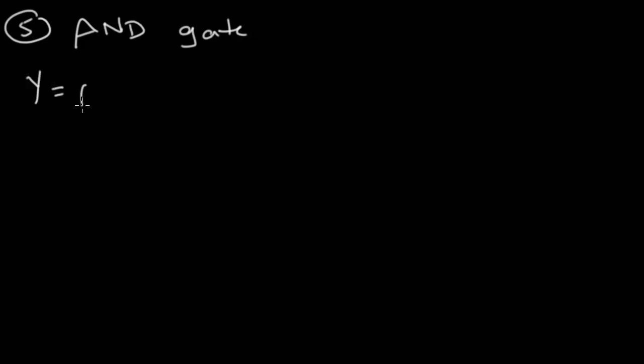Moving forward to the next gate, we have the AND gate. The AND gate works in a negated manner of the NAND gate. So we have Y is equal to A dot B without the bar.